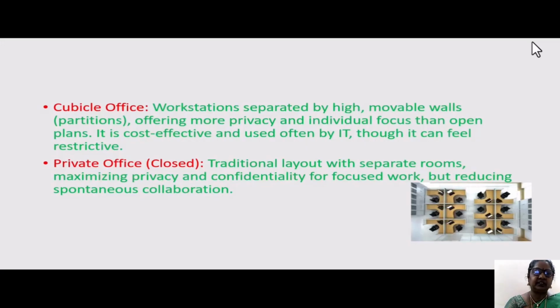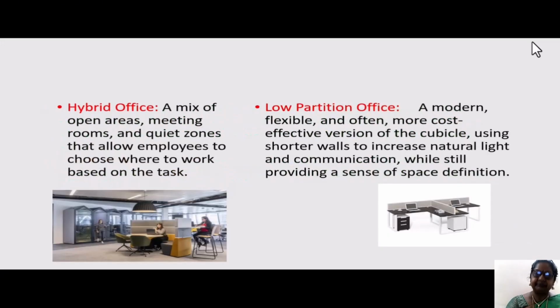Next, the hybrid office. The hybrid office is closed as well as open, so both will be there. That is a hybrid office. Then the low partition office, which is modern, flexible, open, and often more cost effective. Only half or a quarter partitions will be there, normally half partitions. So that is a low partition office.